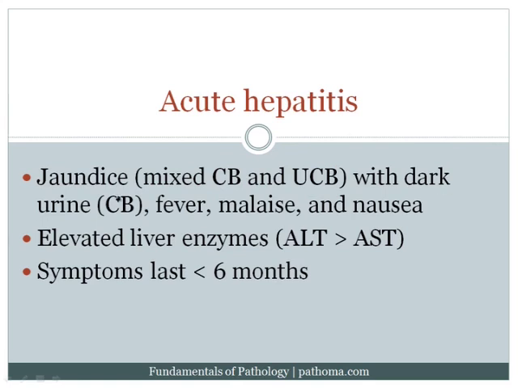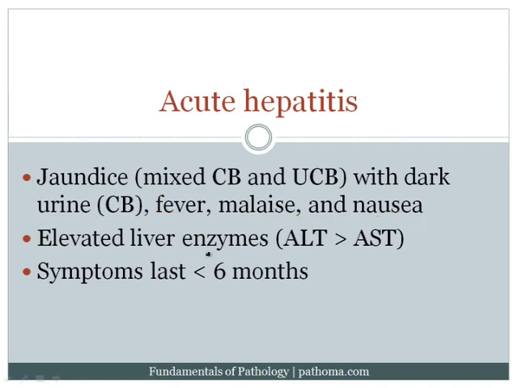And the unconjugated bilirubinemia is due to the fact that you destroy hepatocytes, and so you decrease the conjugating ability of the liver. Now these patients will also have dark urine, and the reason they have dark urine is because the conjugated bilirubin is water soluble and will be filtered by the kidney into the urine. The patients can also have fever, malaise, and nausea, and these are some of the signs of the fact that they've got inflammation within the liver.